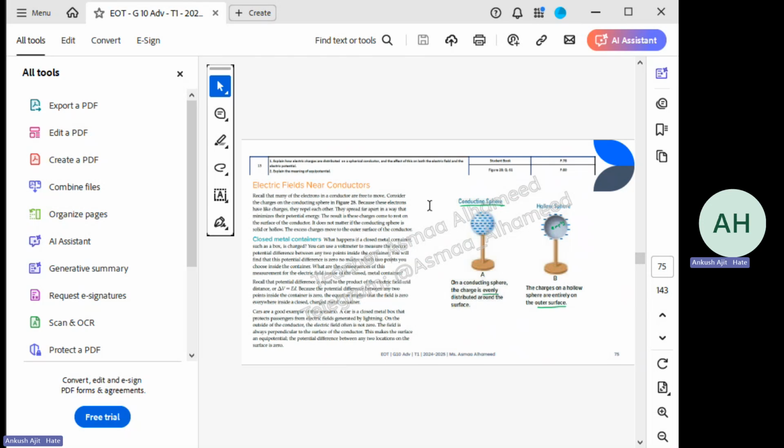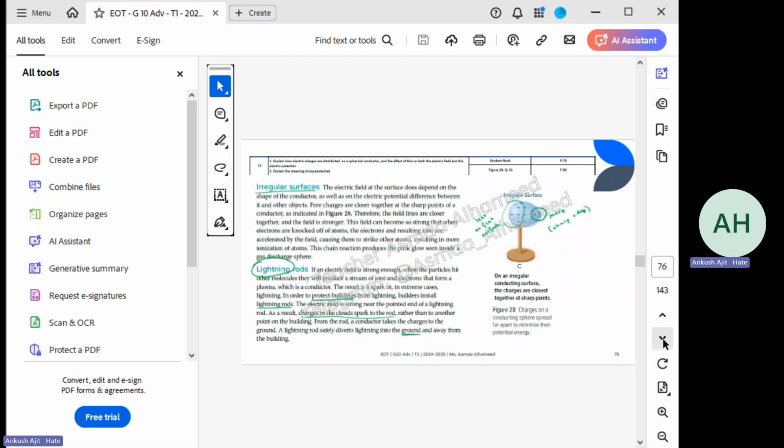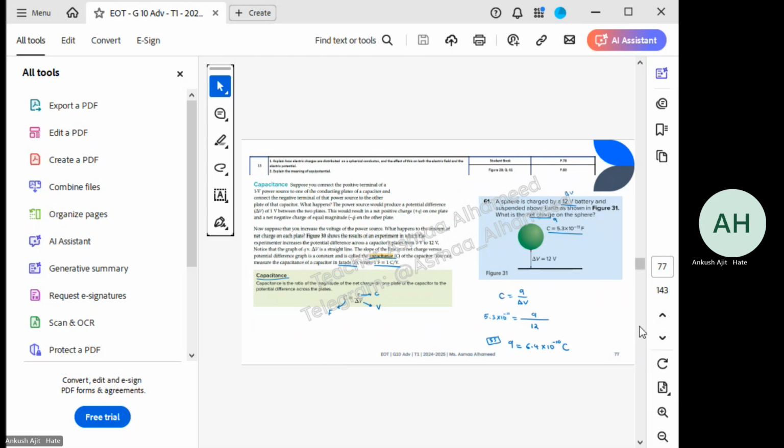Okay, this is the electric field near conductors. Conducting sphere, hollow sphere, you have this, right? On a conducting sphere, the charge is evenly distributed. On a hollow sphere, it is entirely on the outer surface, okay? There's one more, an irregular surface, where the charge will be at one side. Okay, that's nice.